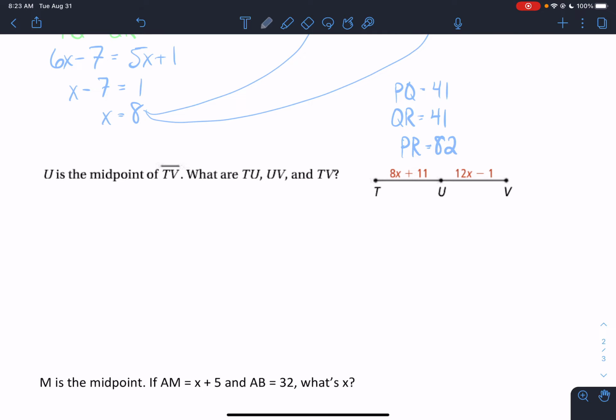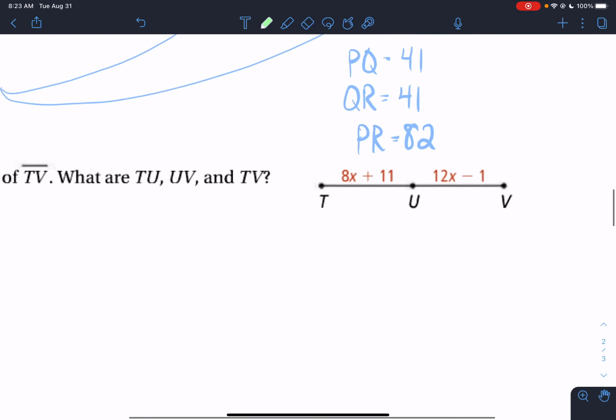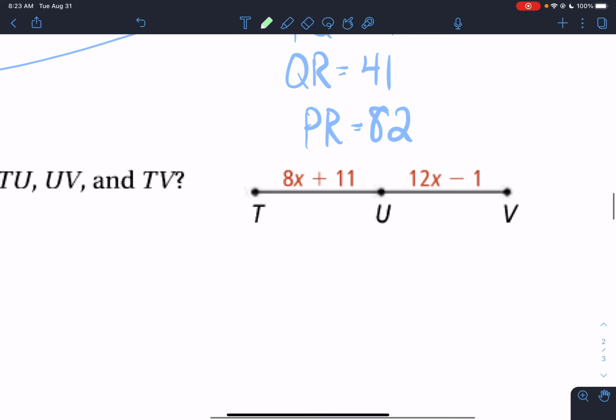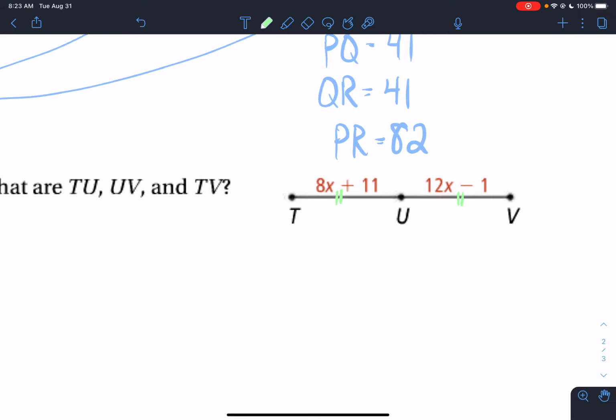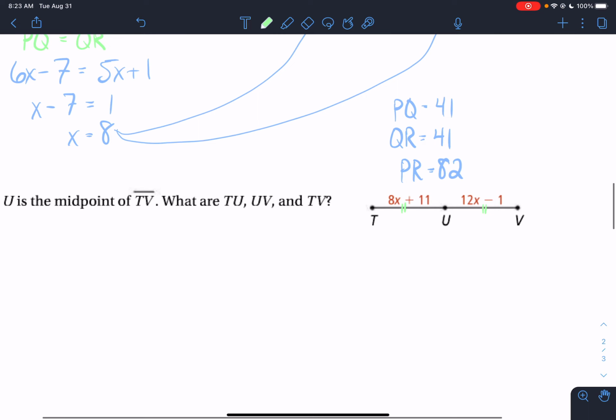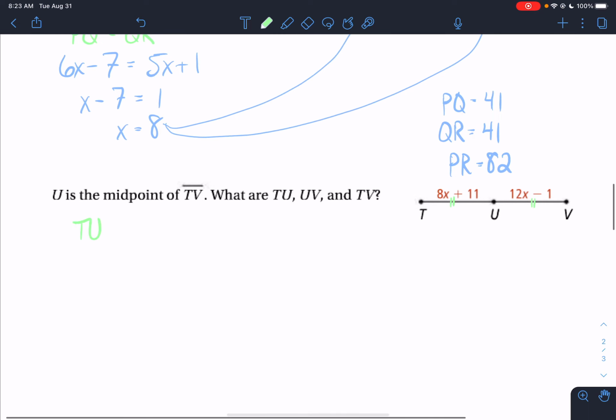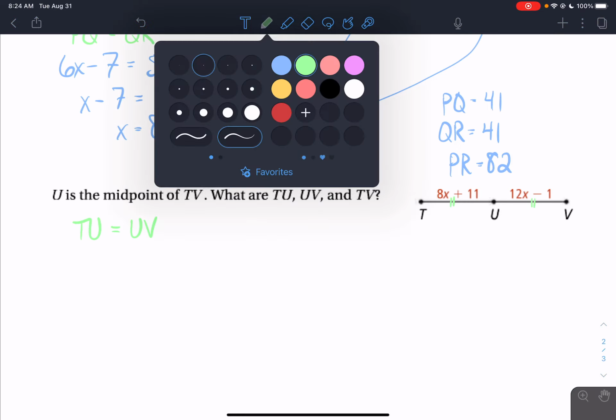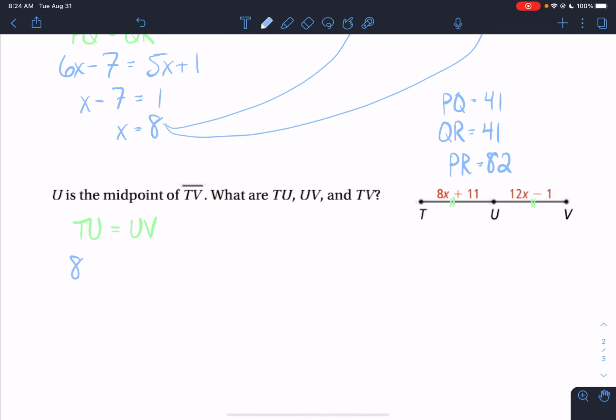The next part down, again, same thing. I'm going to mark on it if U is the midpoint. I can put 2 lines with 2 lines. Again, that's telling me that any segment that has 2 lines through it is going to be equal to each other. So TU is equal to UV. And again, I have something to plug in for each of those. So I can go 8x plus 11 is equal to 12x minus 1.